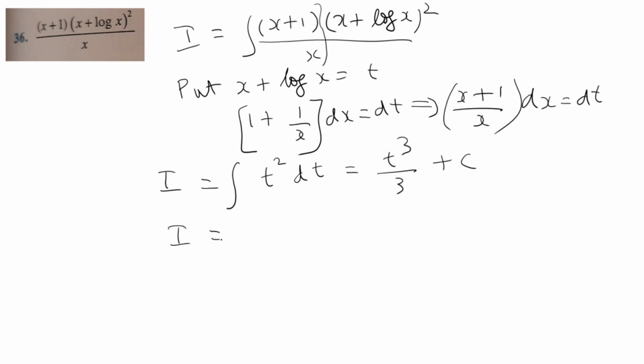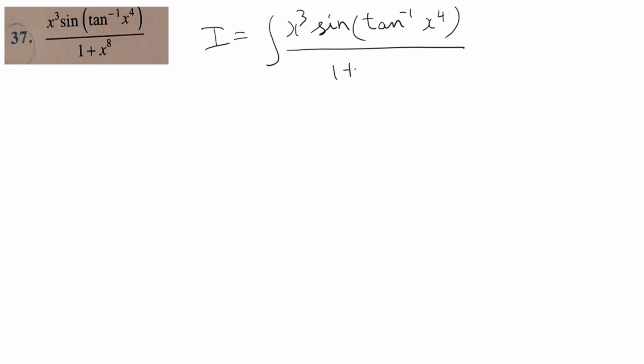So we have to write t in terms of x. So this is equal to 1 by 3, (x plus log x) the whole cube, plus c. The next question is x cube sine of (tan inverse x raised to 4) by (1 plus x raised to 8). So let us take I equal to the integral of x cube sine of (tan inverse x raised to 4) divided by (1 plus x raised to 8) dx.